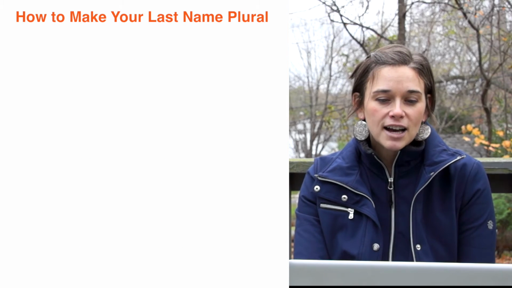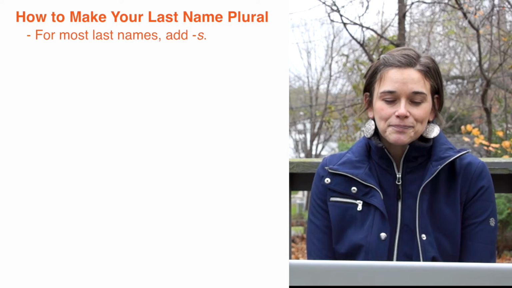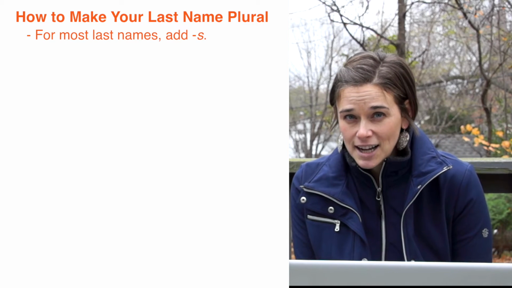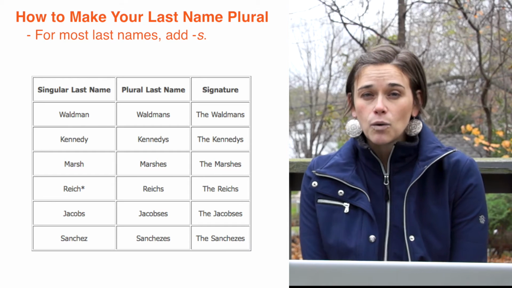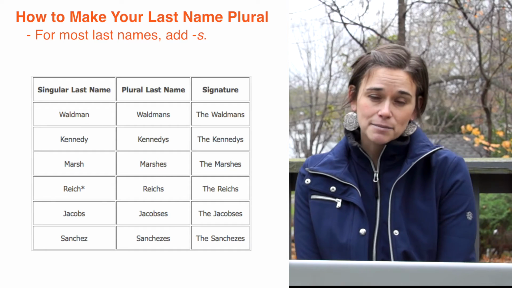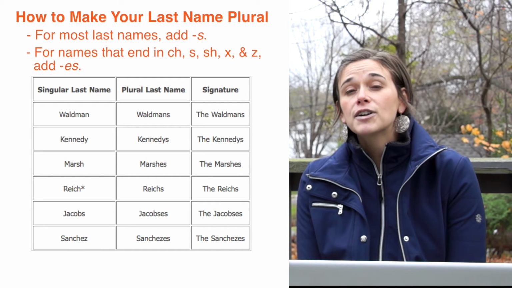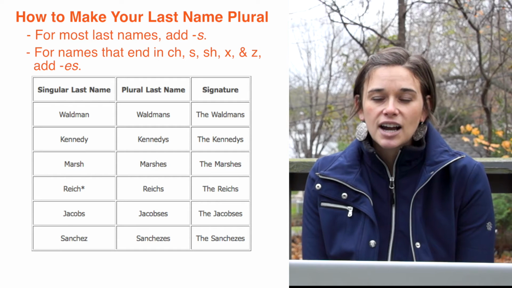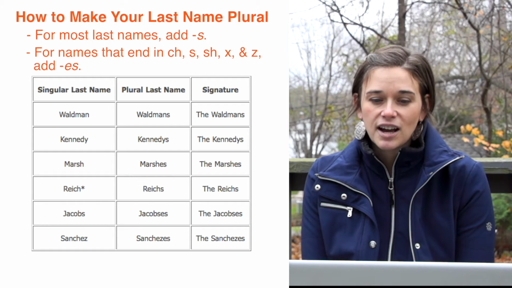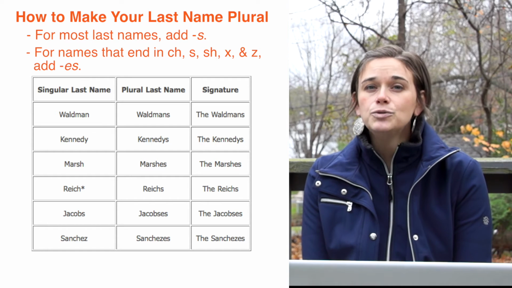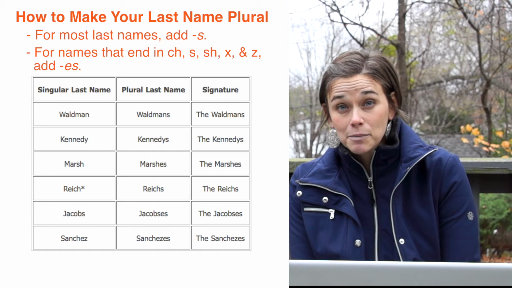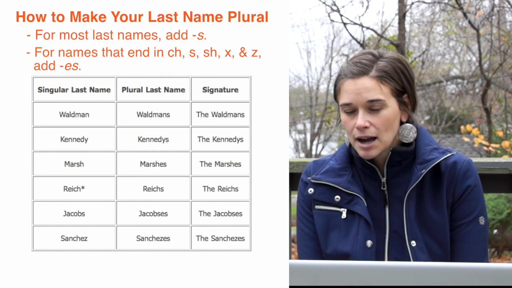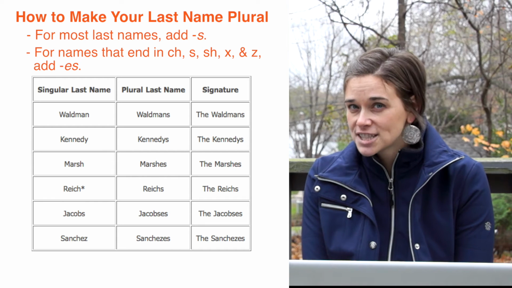Now, if you want to make your last name plural, here's the scoop. For most last names, you just add S. So Waldman becomes Waldmans. Kennedy becomes Kennedys. For names that end in CH, S, SH, X, and Z, you add ES to make them plural. So Jacobs becomes Jacobses. Marsh becomes Marshes.